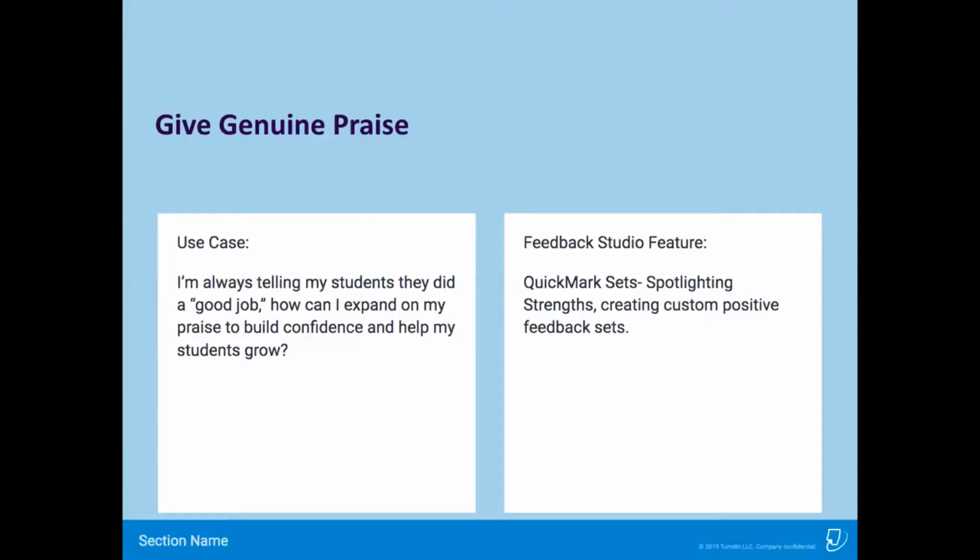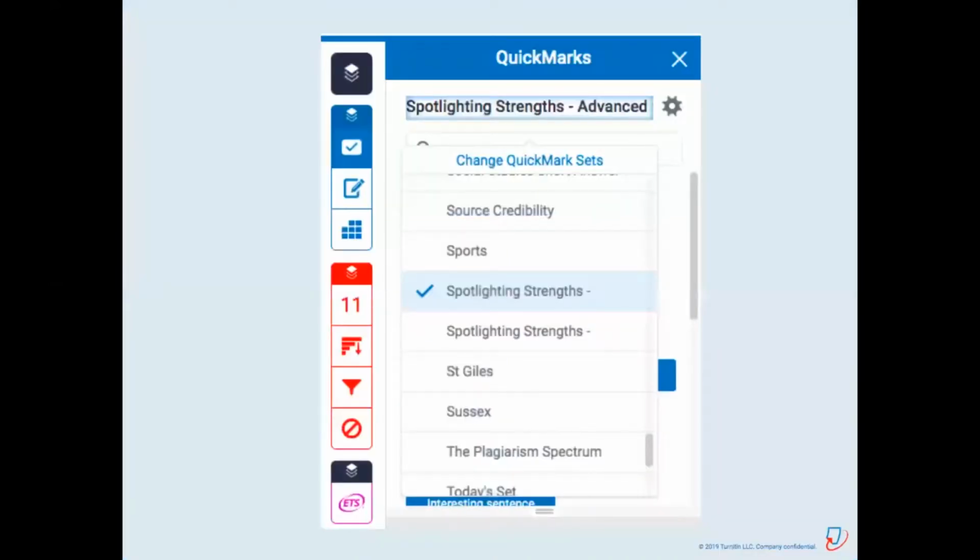One way to do this in the system, to take a look at one of our Feedback Studio features, is to take a look at the QuickMark sets Spotlighting Strengths. There are 2 different sets of QuickMarks that are available to you already embedded within your account, all about targeted, actionable, specific, positive reinforcement you can quickly and easily add to your students' papers. Of course, as I showed you before, you can also create your custom positive sets of QuickMarks and feedback. Here's a quick screenshot of our Spotlighting Strengths QuickMark sets that are available to you.